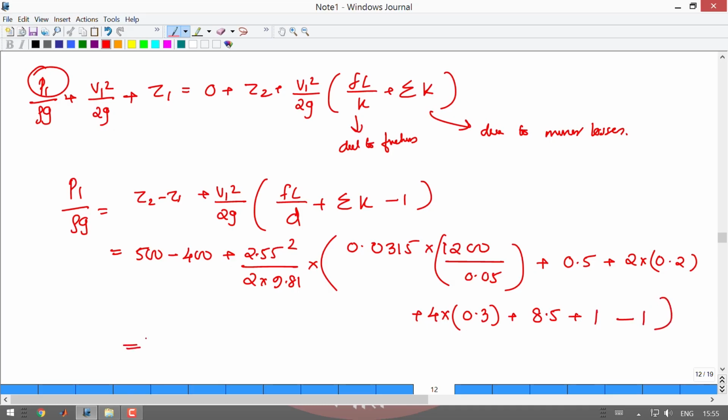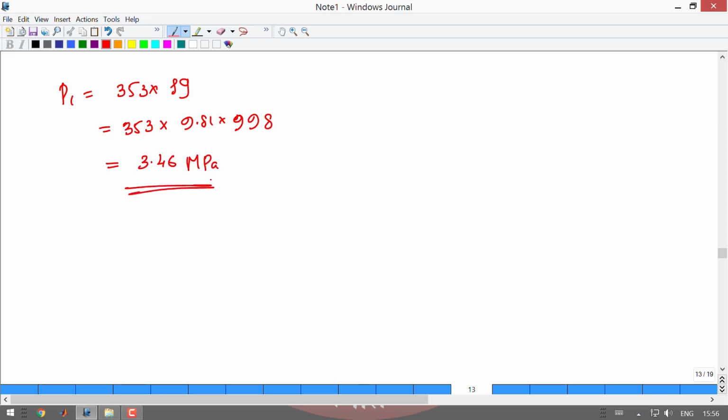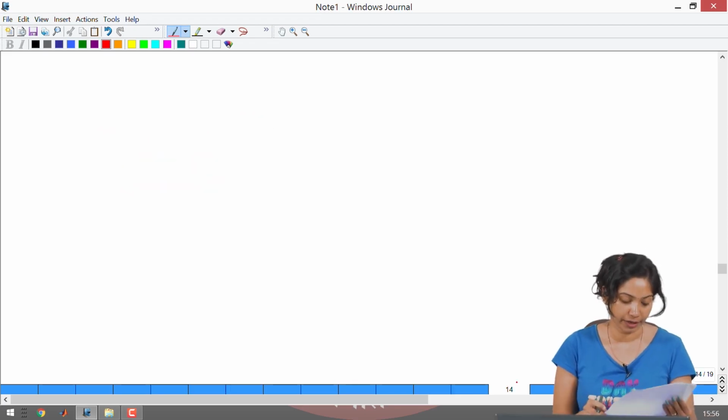After doing the calculation you will get 353 meter, and from that we have to calculate P1. So, P1 equal to 353 into rho g, which is 353 into 9.81 into 998, which is equal to 3.46 megapascal.